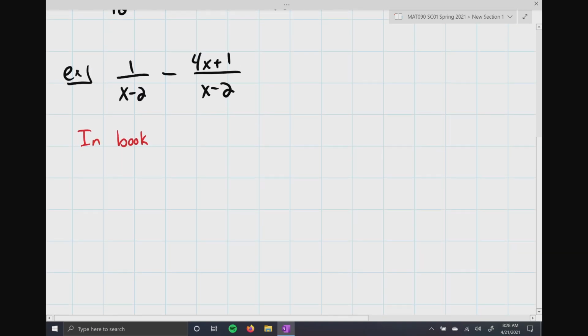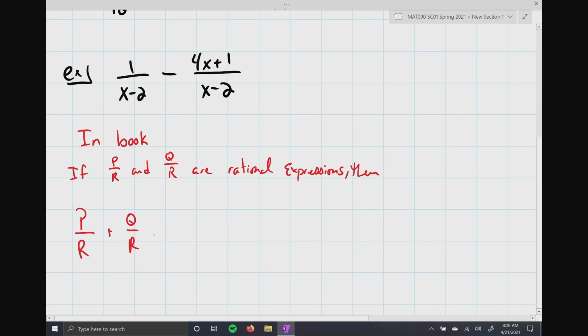So in the book, it just says, if P over R and Q over R are rational expressions, okay? Then, here's what they're saying. P over R plus Q over R equals P plus Q over R, which is correct, and P over R minus Q over R equals P minus Q over R, okay?